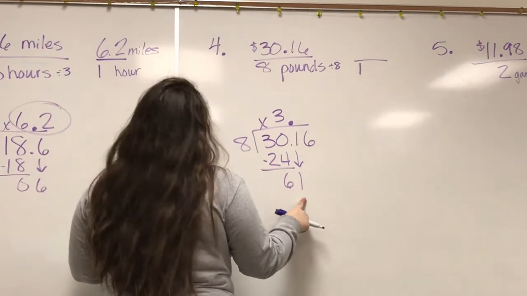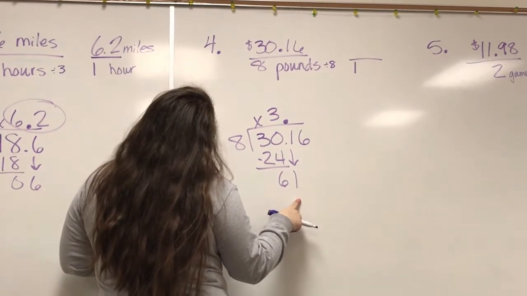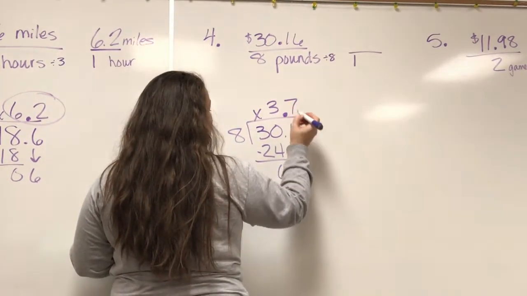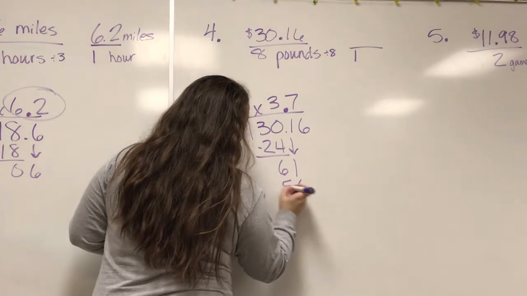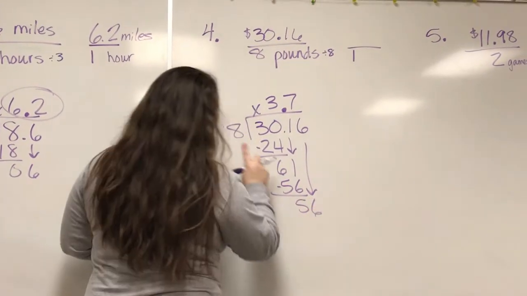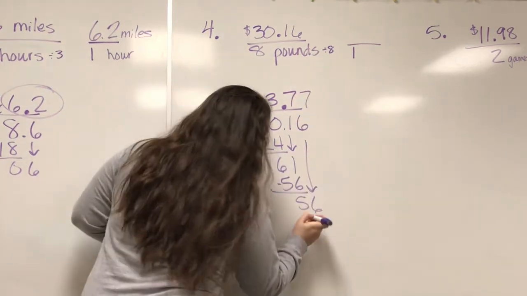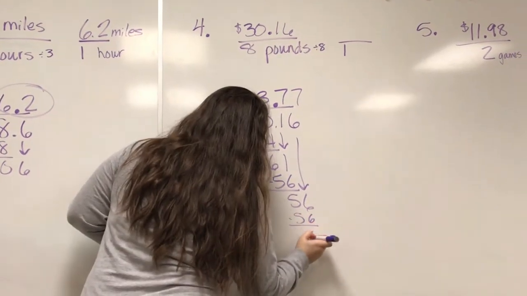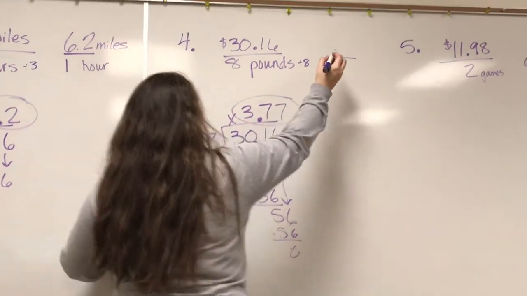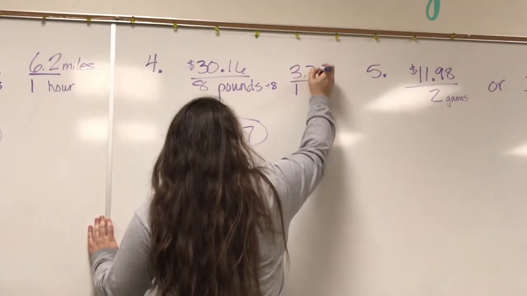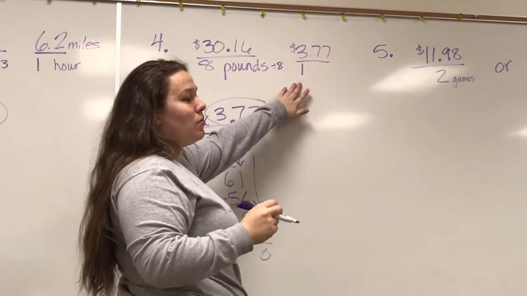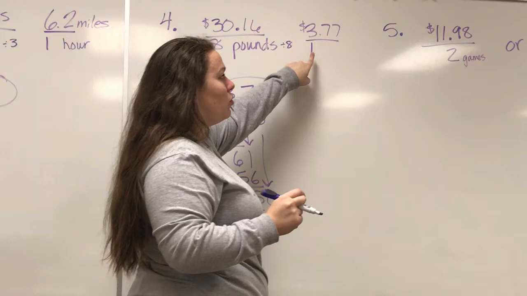Eight can fit into 66 times? 7 times? Same thing. 1 pound of almonds cost $3.77. This is the unit rate. It's in its simplest form. You're bringing it down to 1.